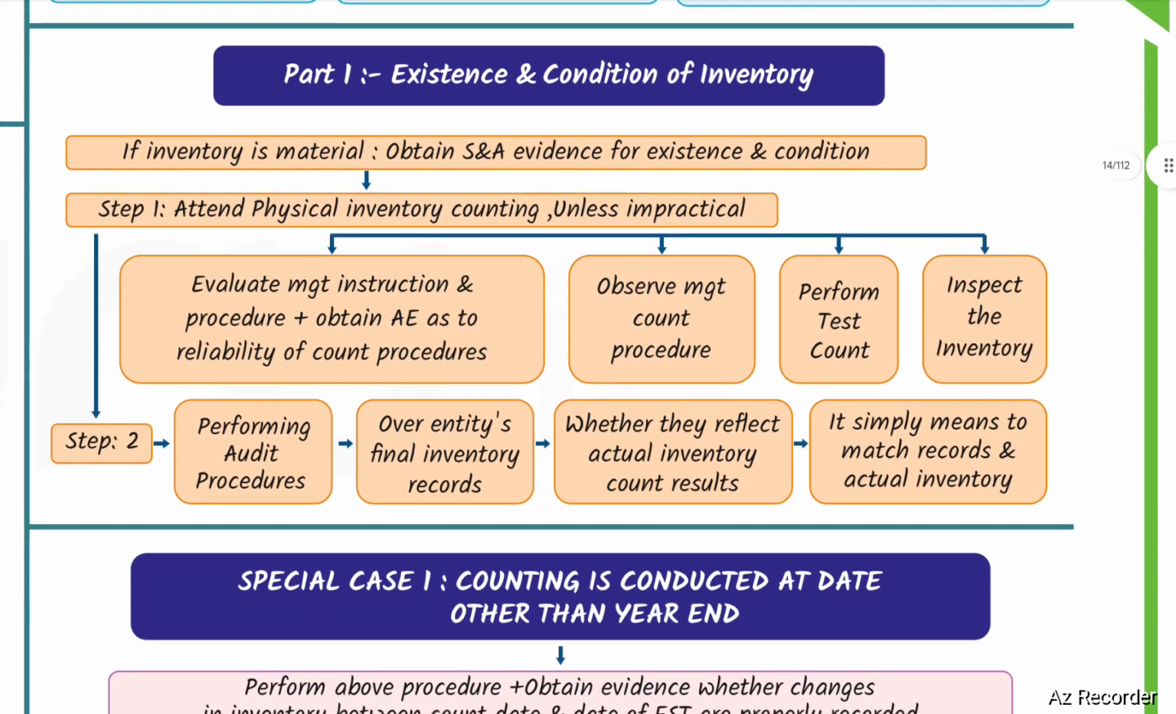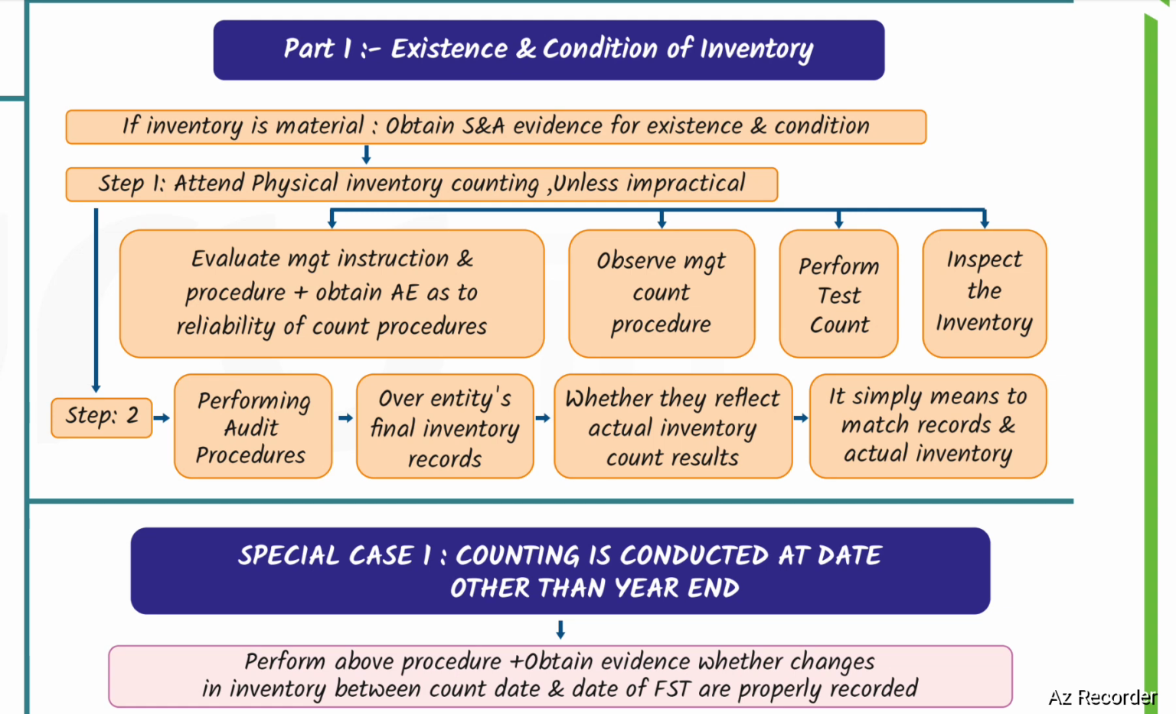If inventory is material, obtain sufficient and appropriate evidence for existence and condition. Step 1. Attend physical inventory counting unless impractical. Evaluate management instruction and procedure and obtain audit evidence as to reliability of counting procedures. Observe management counting procedure. Perform test counting. Inspect the inventory.